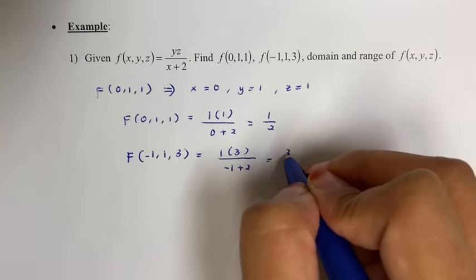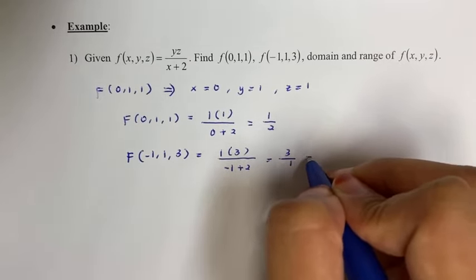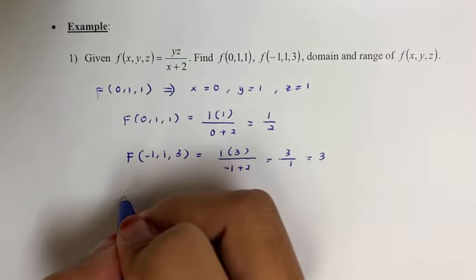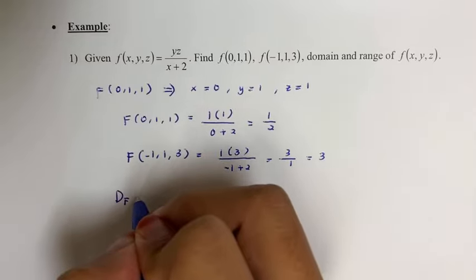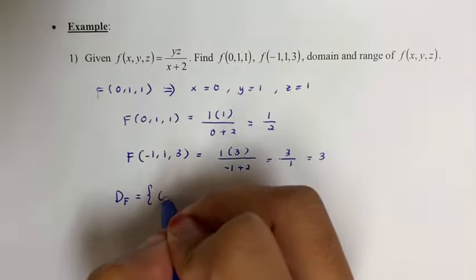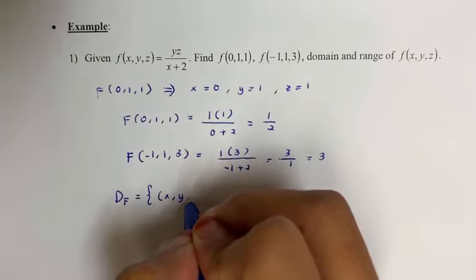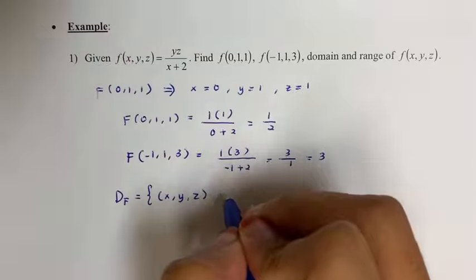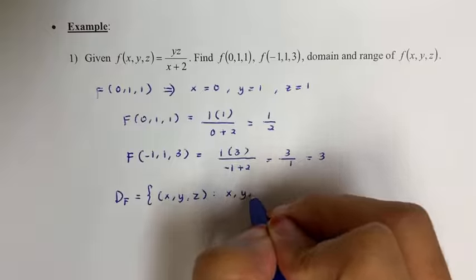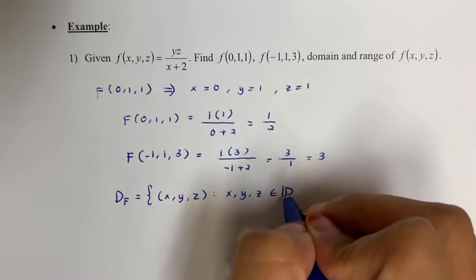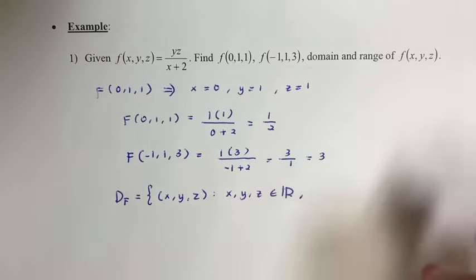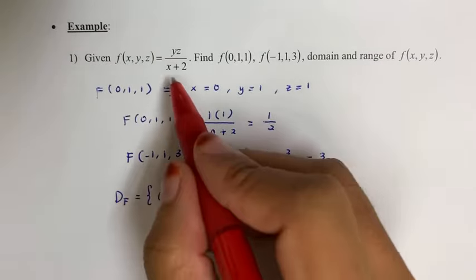And this is equal to 3 over 1, which is equal to 3. Okay, now the best part of this, we need to find the domain. Okay, that I said before, for the domain, we consider the value for the independent variable x, y, and z. So x, y, and z can be any real number, and then you need to put the restriction here. Okay, so there is a restriction for fraction.